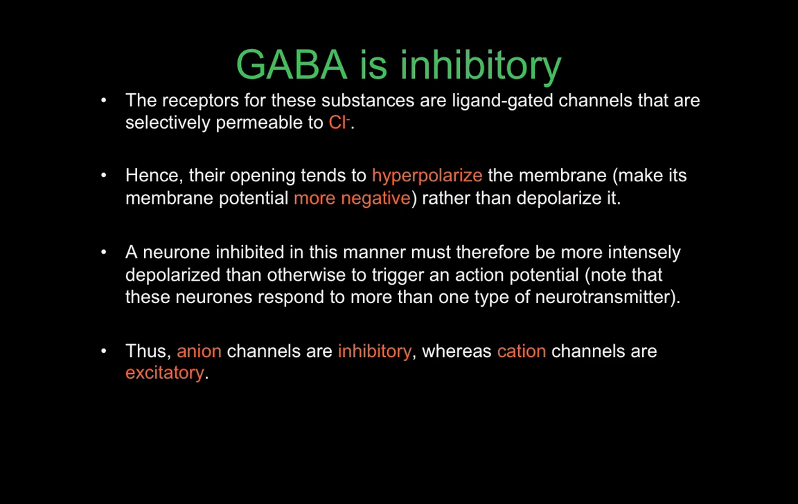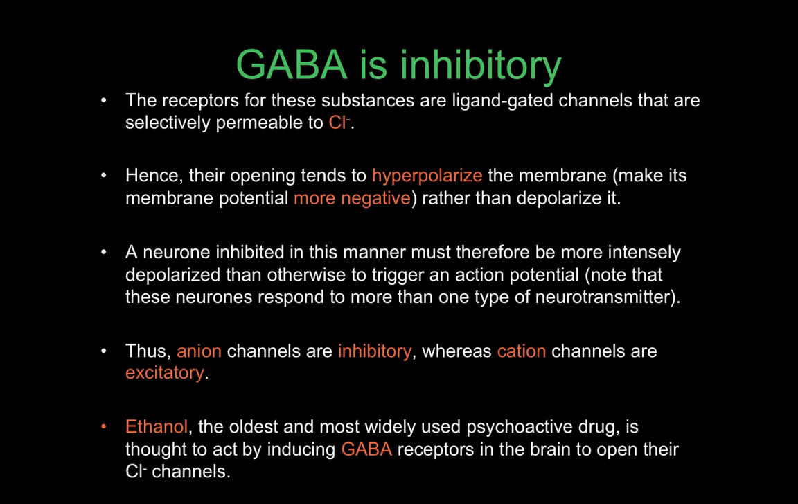So there's a little summary there. Anion channels, and remember anions are negative ions such as chloride ion, Cl-, are inhibitory, whereas cation channels, and cations are positive ions such as Na+, are excitatory.